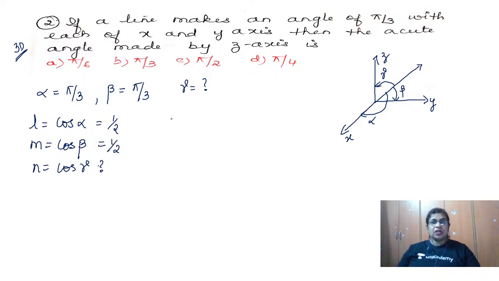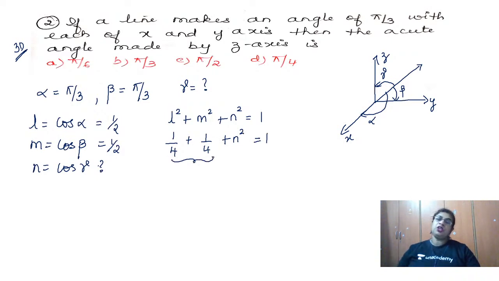What is the relation between the direction cosines? We know that L square plus M square plus N square is equal to 1. L means half. Half square, how much is that? It is 1 by 4, plus this is also 1 by 4. N square I do not know, I'm going to find it out. So this is equal to 1. 1 by 4 plus 1 by 4 is 1 by 2. Shift it towards the right side. So N square is equal to 1 minus 1 by 2. So therefore N square is equal to 1 by 2 and N is nothing but plus or minus 1 by root 2.